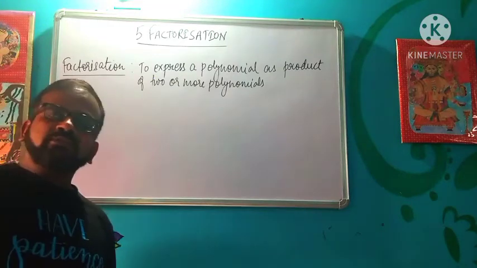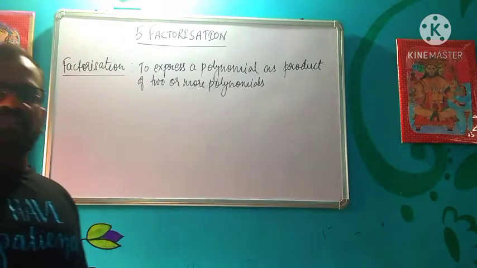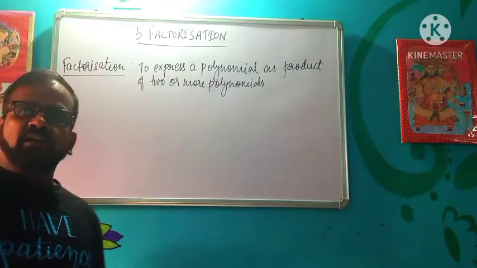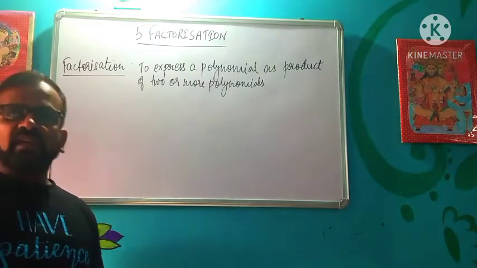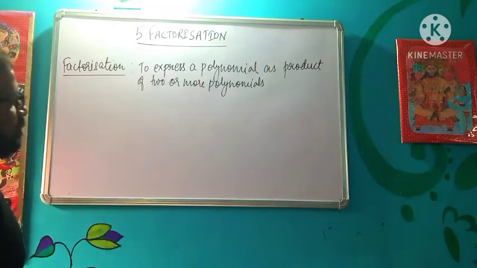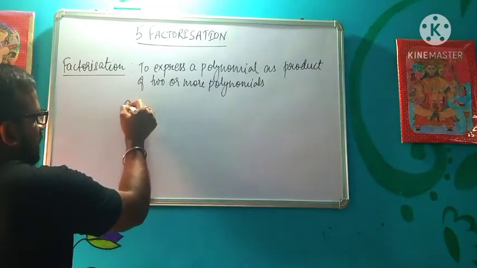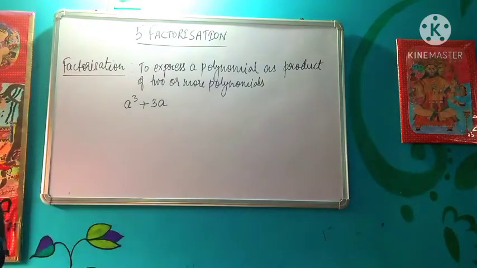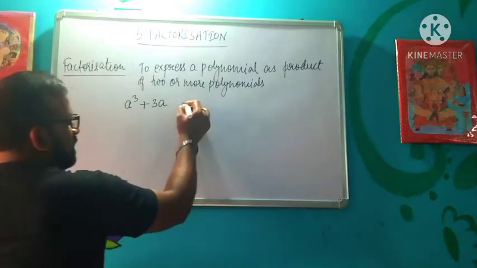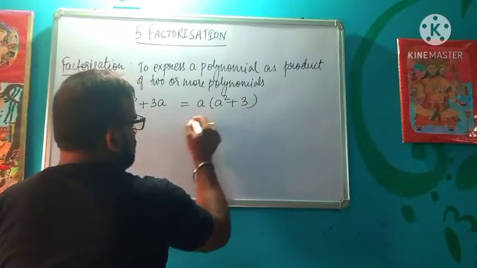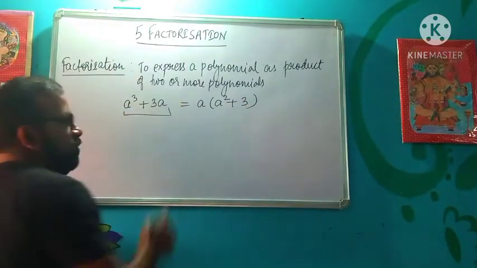Polynomials we already knew. A polynomial is an algebraic expression in which each term has an integral degree. For example, suppose I write a cube plus 3a. If I take a as common, it becomes a times a square plus 3. So this is the given polynomial.